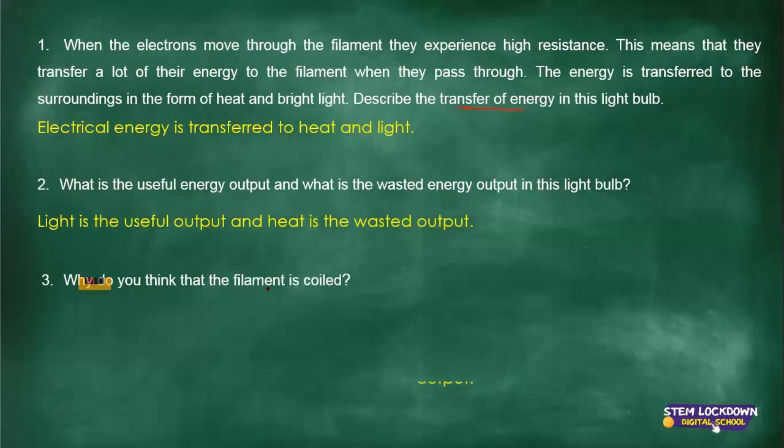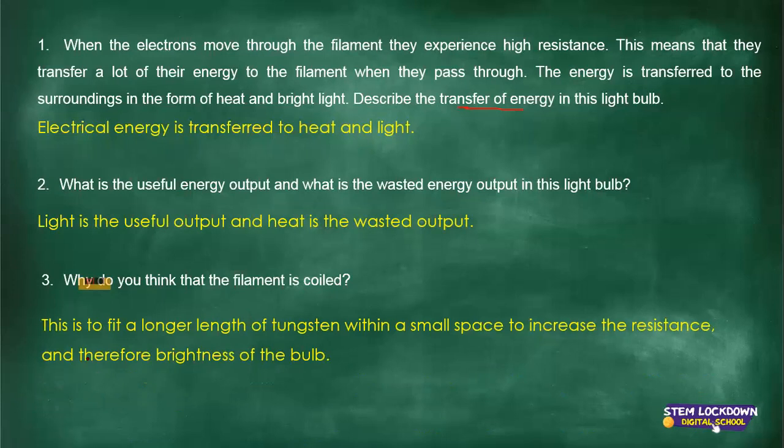And then, why do you think that the filament is coiled? So now in the kettle and also in the light bulb, you saw that the filament was coiled. So the answer is, this is to fit a longer length of tungsten wire. Now the reason why they use tungsten is because it's the metal that has the highest resistance for energy to pass through it. So it's one of the better conductors of electric current. So you have a longer length of tungsten within a small space to increase the resistance and therefore make your light bulb brighter.